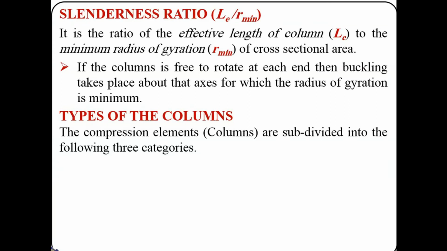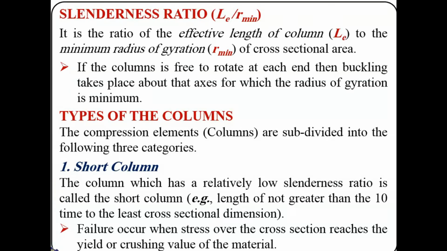So next we will study the types of columns. Depending upon the failure behavior, we can categorize columns into three different types. So please note here that the classification of the column depends upon the failure behavior. It is not depending upon the slenderness ratio. So actually, indirectly we are converting the failure behavior into the slenderness ratio.